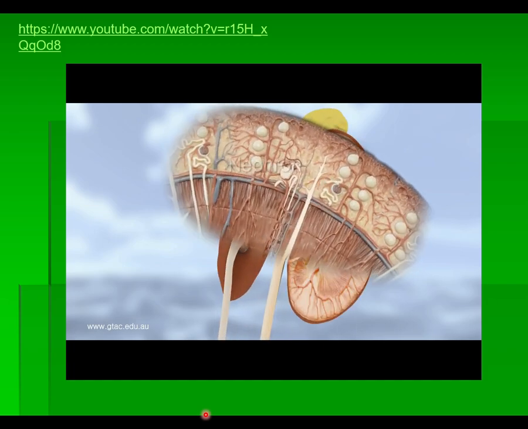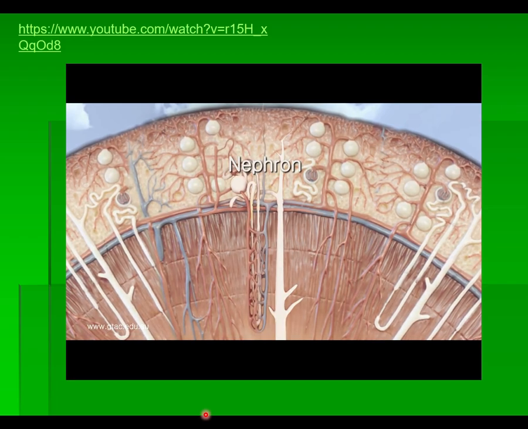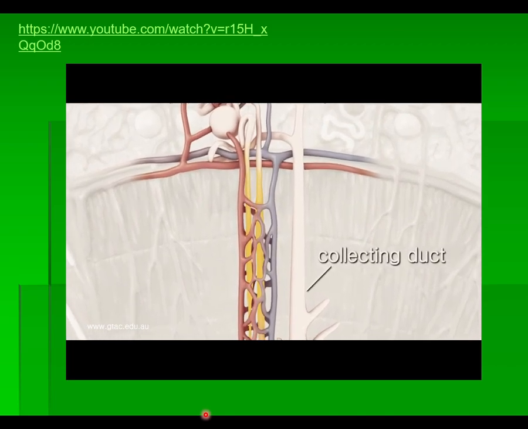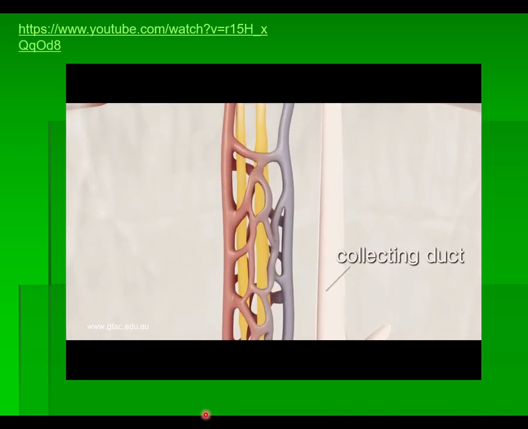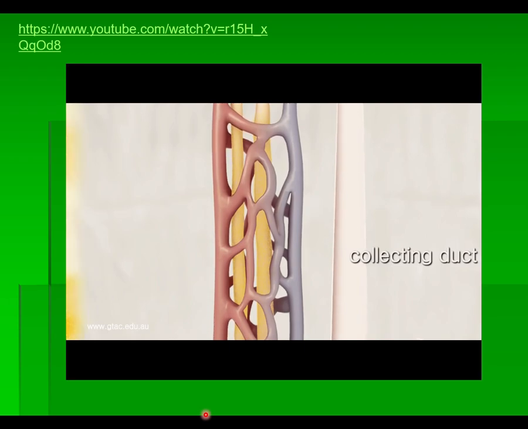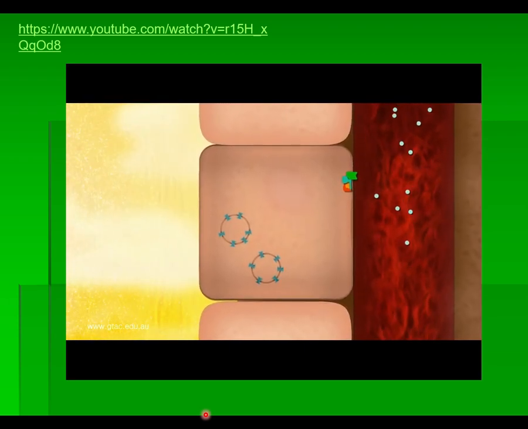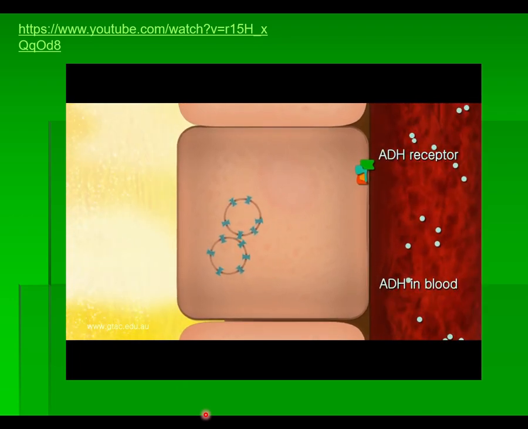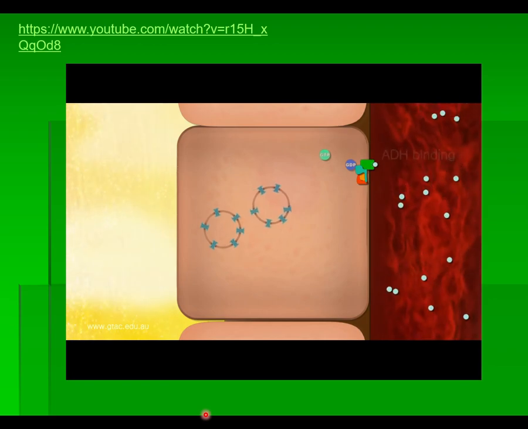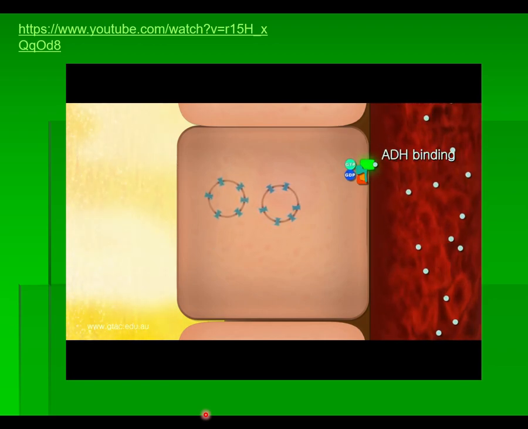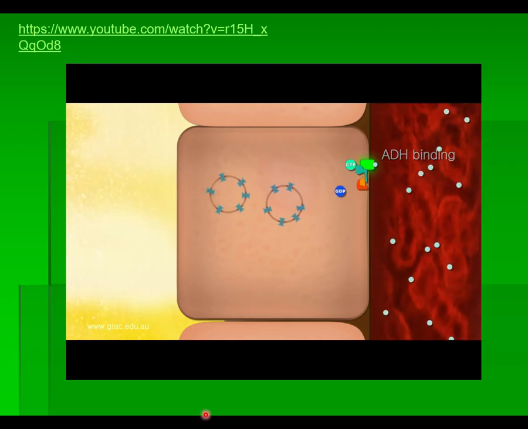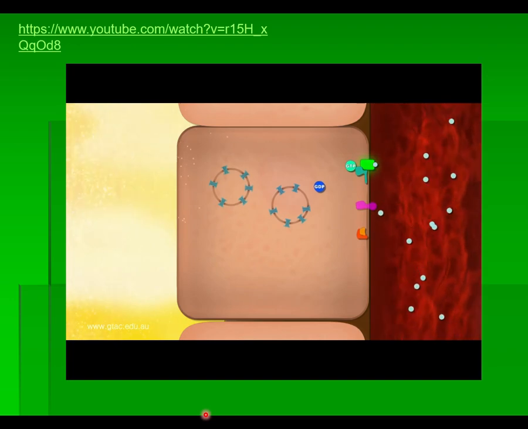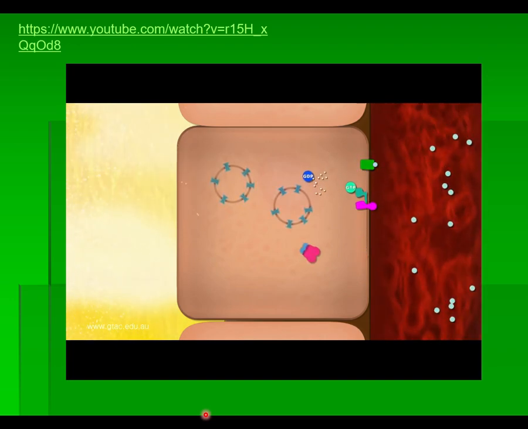Nephrons in the kidney filter urea, salts and other solutes out of the blood. The last part of the nephron, the collecting duct, is the final place the body can reabsorb water. ADH receptors are located on cells lining the collecting duct. ADH binding to its receptor triggers a cascade of interactions between molecules inside the cell. This process is called signal transduction.